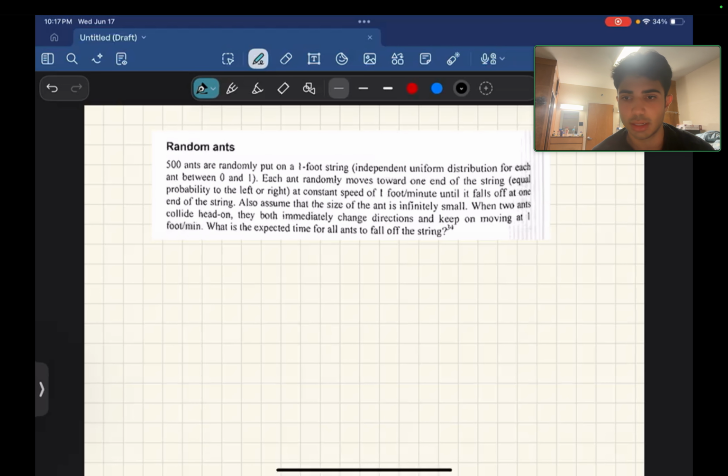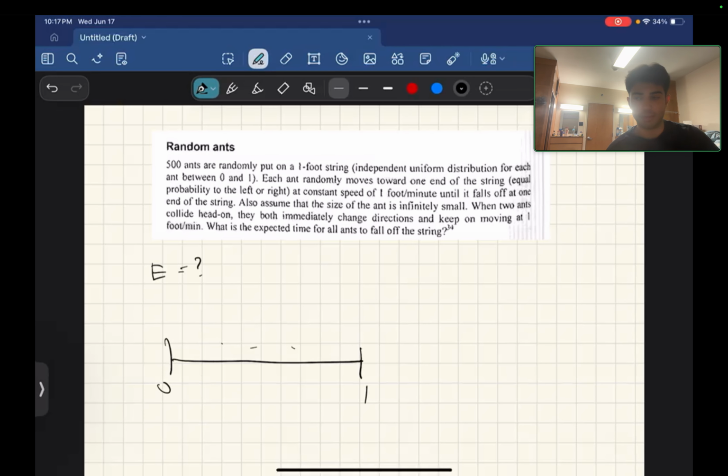When two ants collide head on, they both immediately change directions and keep on moving at 1 foot per minute. What is the expected time for all ants to fall off the string? Okay, cool. So we're trying to find some expectation. We have some string from 0 to 1. There's ants placed on the string randomly.